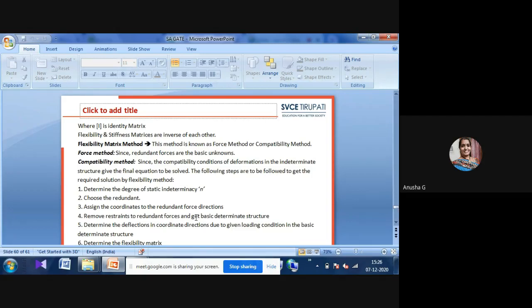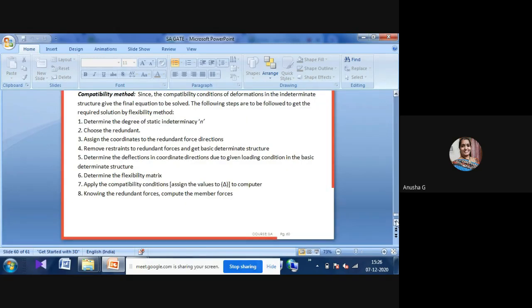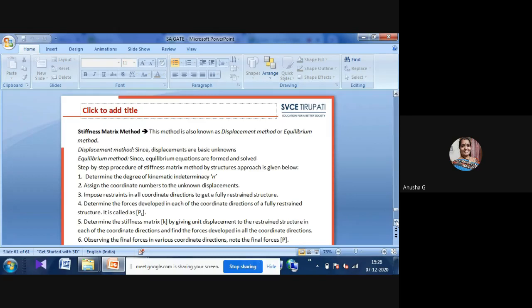Here in structural analysis, we will see only how we divide the displacements and how we divide the matrix. The stiffness method is also a displacement method, an equilibrium method. This displacement method has some basic unknowns, which have to be found using the equilibrium method, and solved by the step by step procedure of the stiffness matrix method.